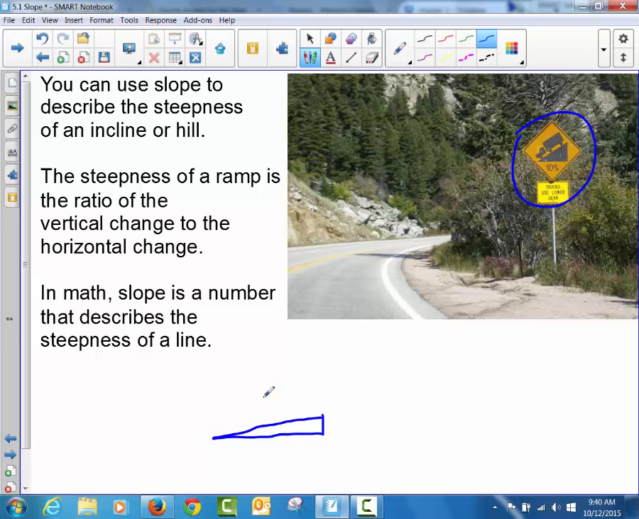The steepness of a ramp is the ratio of the vertical change to the horizontal change. That's what I just got through telling you. In math, slope is a number that describes the steepness of a line.